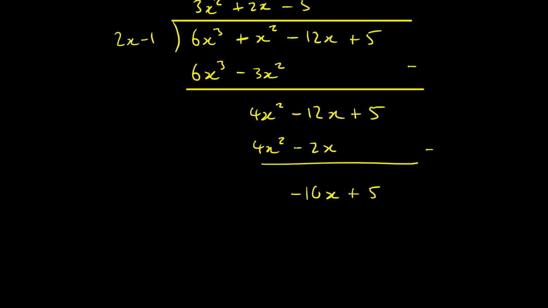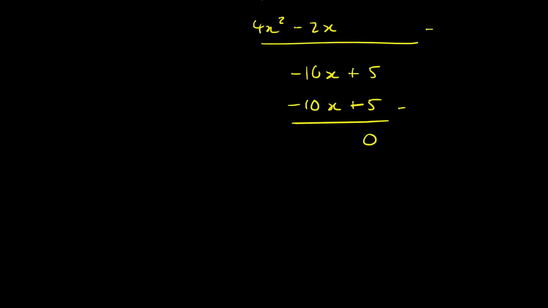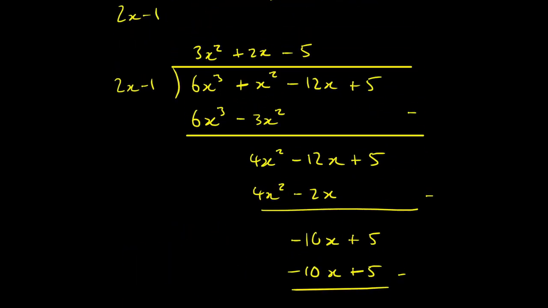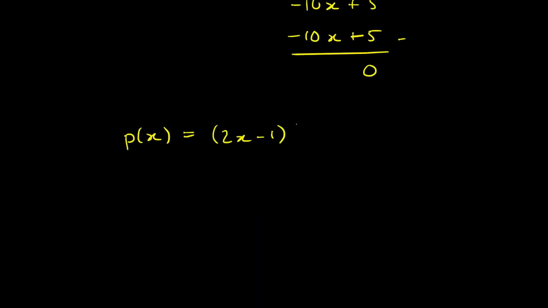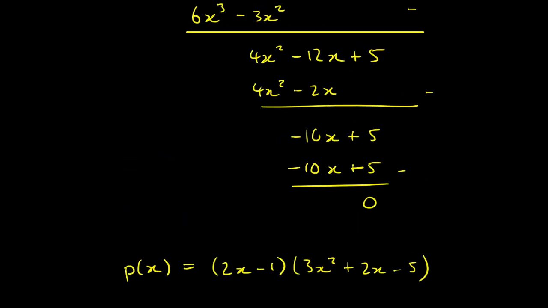And so if I take negative 5 and multiply through, I get negative 10x plus 5. And of course, if I subtract that off, I get 0 as I expect. Okay, so what have we shown? We have shown, therefore, that p of x can be written as 2x minus 1 times by 3x squared plus 2x minus 5. I just want to double check that.